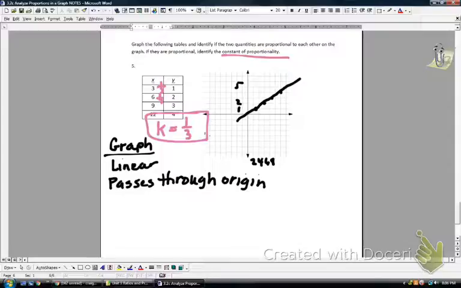I think we've answered all parts of the problem. We've graphed, and then it says identify the constant of proportionality, and we've done that. So we are finished with that problem. If you are having questions after doing this lesson, please come see me in the morning.